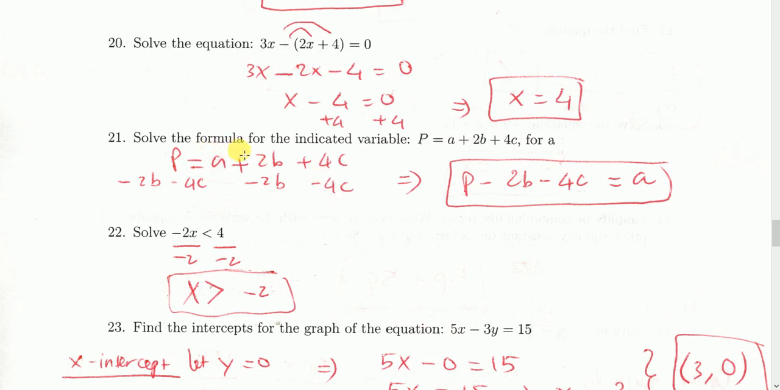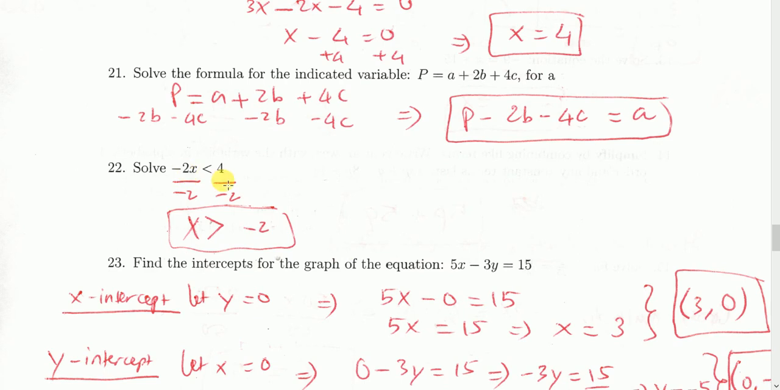Solve the formula for the indicated variable. So we are trying to solve for a. In order to solve for a, we want to eliminate 2b and 4c on the right side. So minus 2b and 4c on the right side. Do the same thing to the left side to solve for a. So on the left side we have p minus 2b minus 4c. On the right side now it only has a, which is what we want.